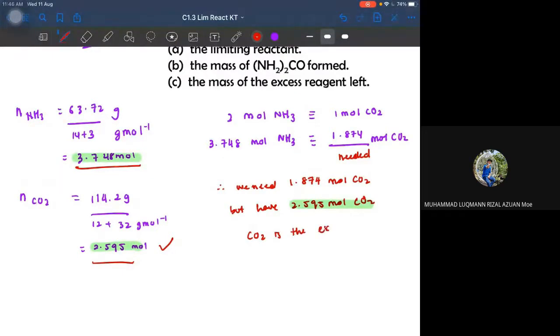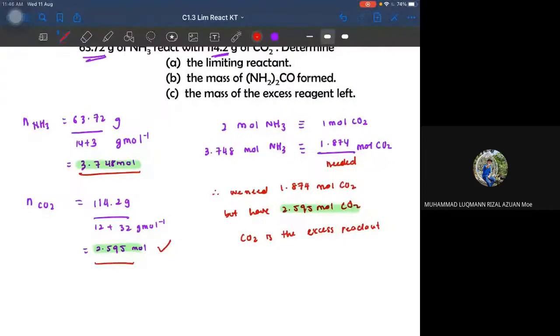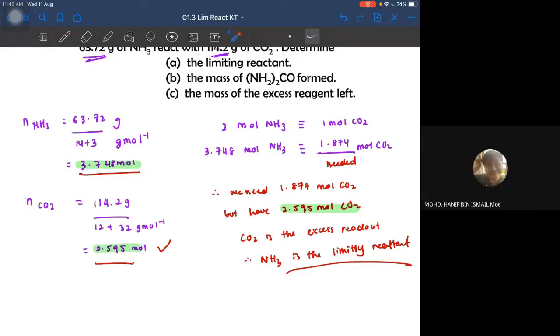The excess reactant. More, right? Okay, so when you come to this conclusion, the other reactant is NH3, the limiting reactant. Okay, got it? Is this clear? Yes. Clear, Miss. Okay, so we compare the mole, and the mole that we compare is the one needed.